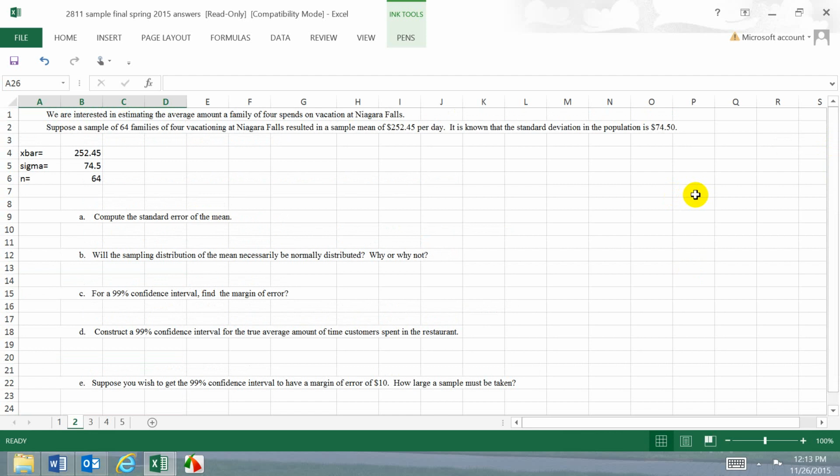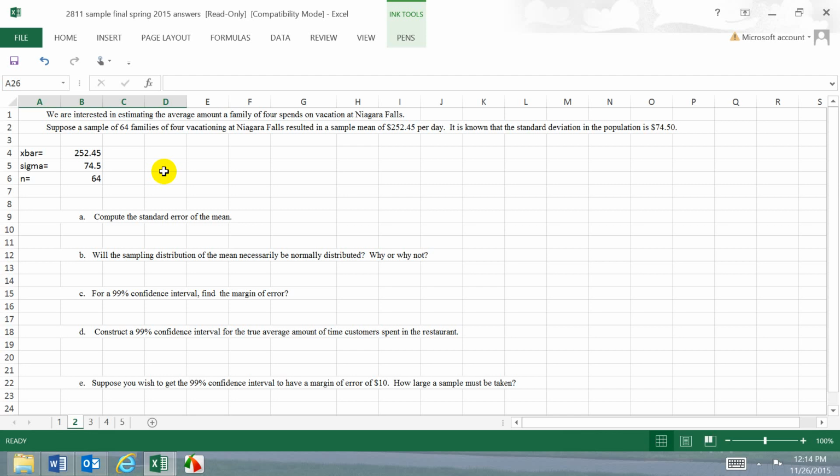Vacation in Niagara Falls resulted in a sample mean of 252.45, so that's x bar. It is known that the standard deviation of the population is 74.5. That's sigma. Very important to recognize. When the population standard deviation is known, we're going to use the normal distribution, or the z distribution.